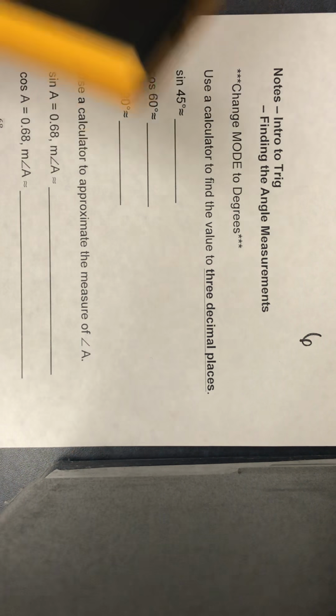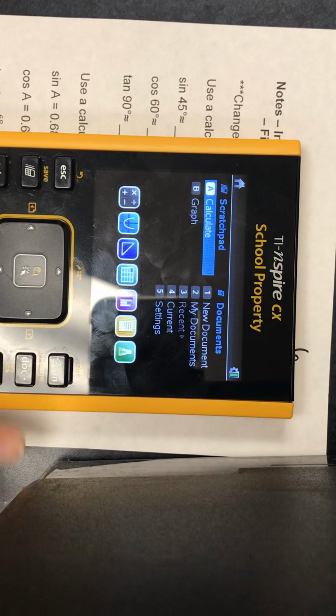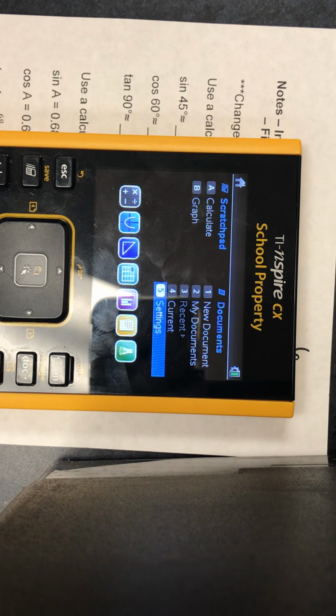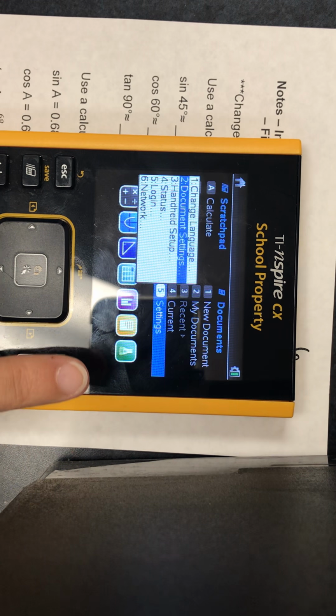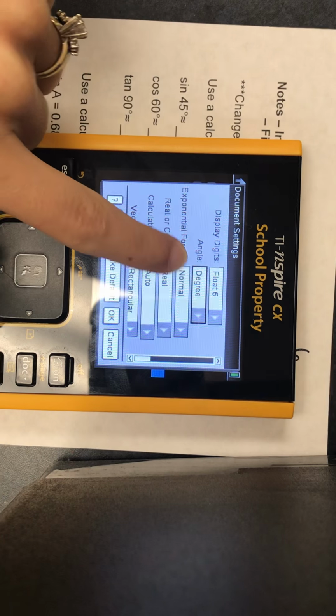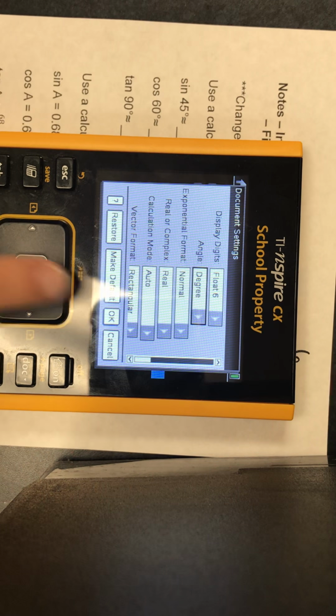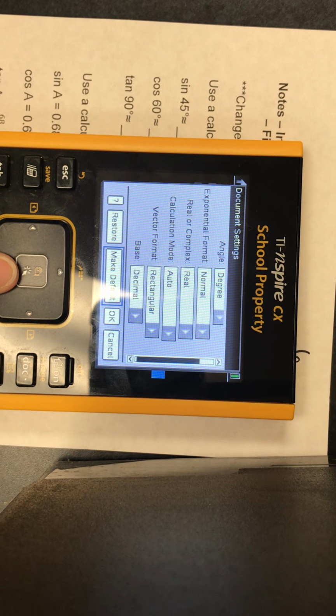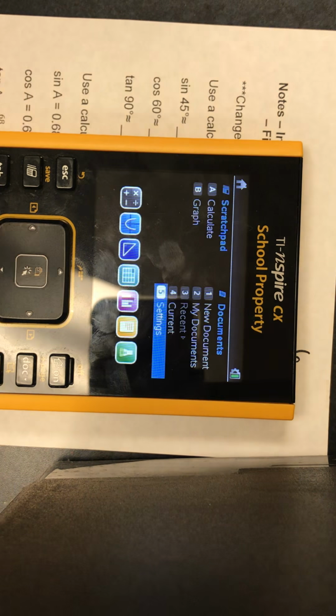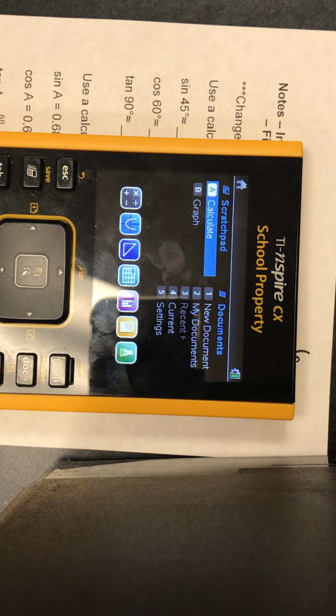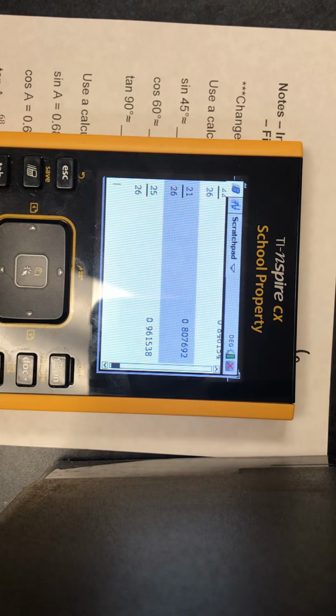So the first thing you want to do is on your calculator, make sure that if you go to settings and document settings, where it says angle, yours is in degree. Yours might be in radians. You don't want it in radians. You want it in degrees, and then hit OK. That's really important. That's the first thing you need to change in your calculator and make sure that's working.